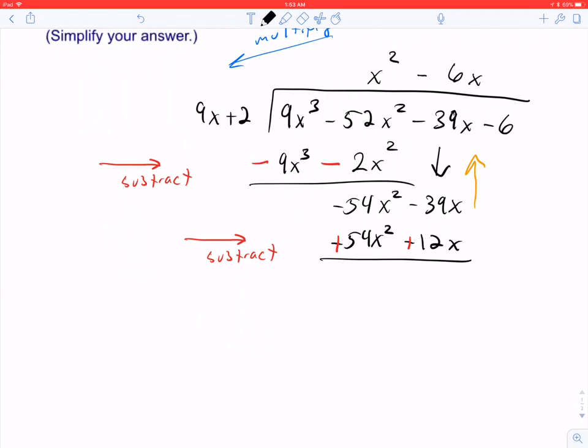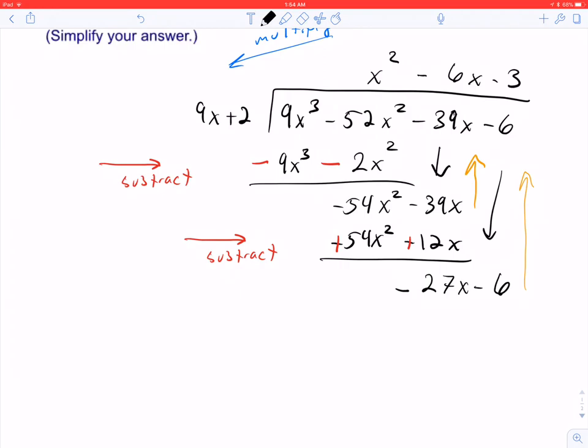When we add these two together, negative 54 plus 54 goes to 0. Then, negative 39 plus 12 is negative 27x. Next, the negative 6 comes down, so we have x and negative 6. Now again, we say the first term divided by the first term, and the answer goes up top. Negative 27 divided by 9 is a negative 3.